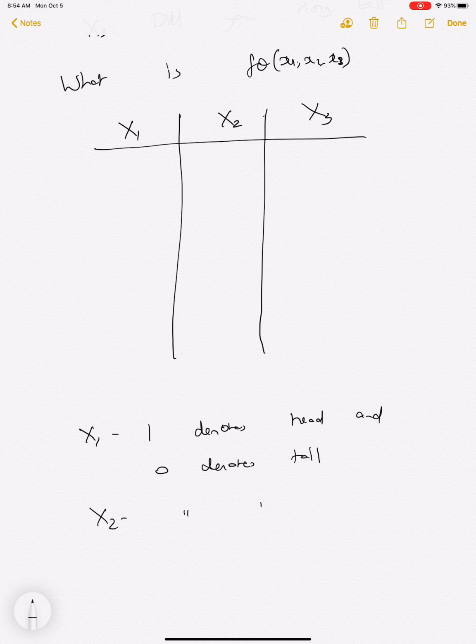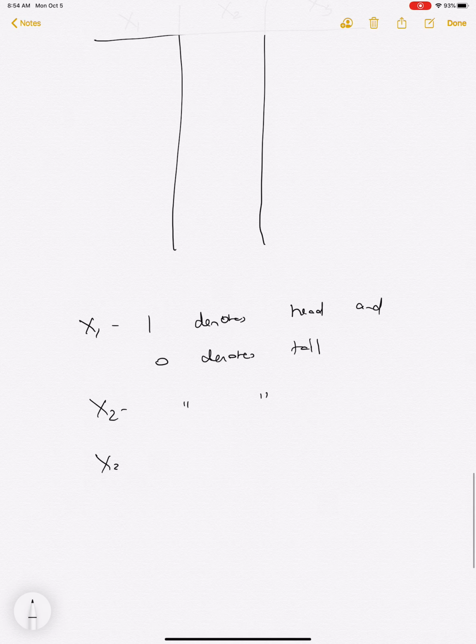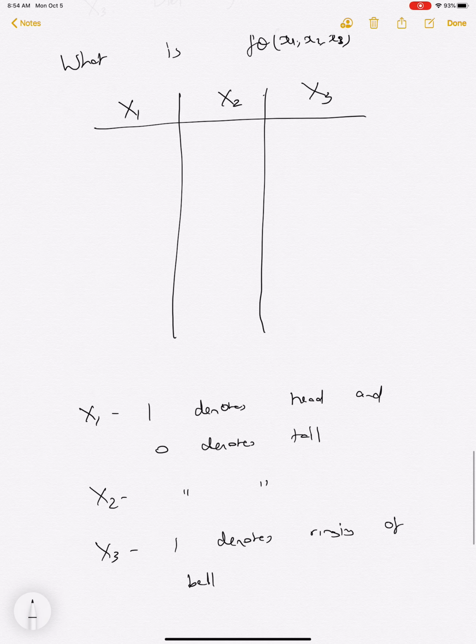X2 is the same, so 1 denotes head and 0 denotes tail, and x3 is that 1 denotes ringing of the bell, and 0 obviously denotes that you didn't ring the bell. So if you have 0, 0, which means they're both tail, then you would ring the bell. If you have 0, 1, which means that they're different, you wouldn't ring the bell. And if you had 1, 0, that would lead to a 0. And then if you had 1, 1, that would lead to a 1.